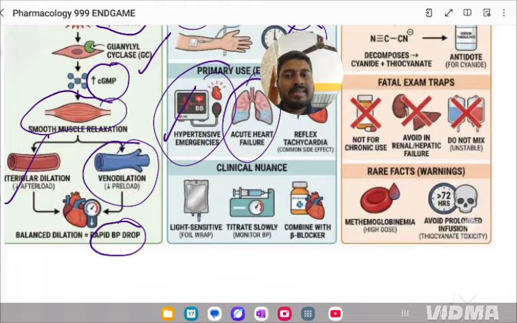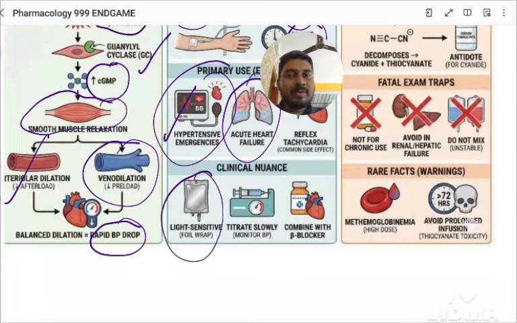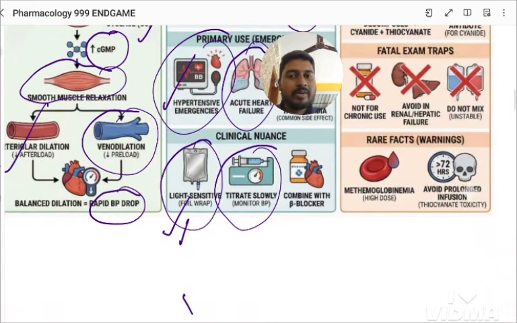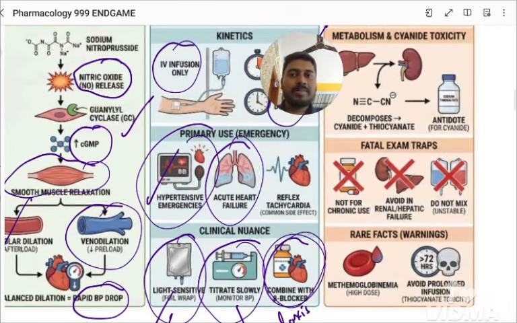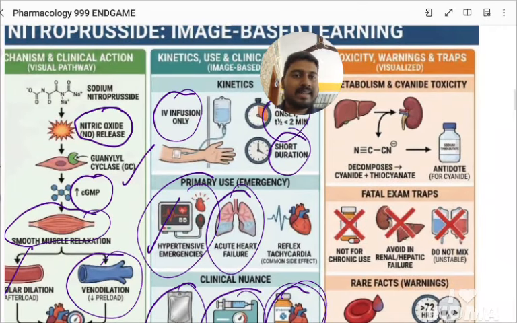Now, an important thing is that sodium nitroprusside is a photosensitive drug, hence it is wrapped in light-protective covering, and even the IV line is wrapped in dark paper or silver foil. Next, it should be titrated very slowly, and you have to monitor BP. Why? Because it also has tachyphylaxis, which is similar to nitrates. And when combined with a beta blocker, it will reduce the reflex tachycardia caused by sodium nitroprusside, and hence that is beneficial.